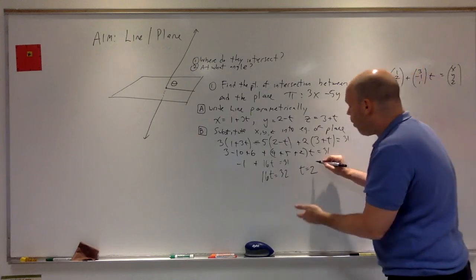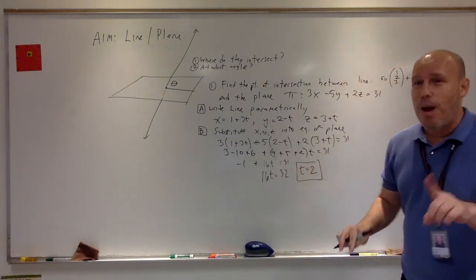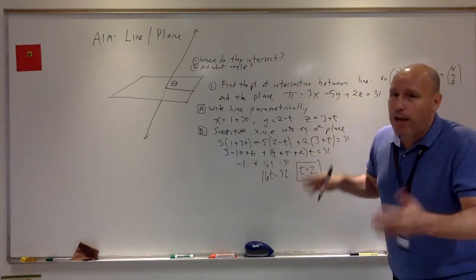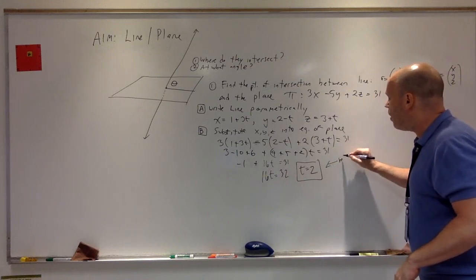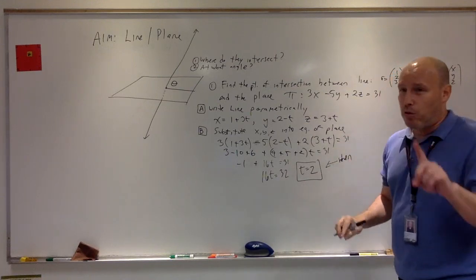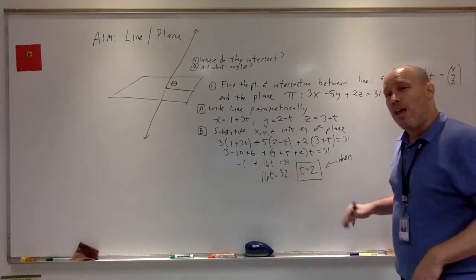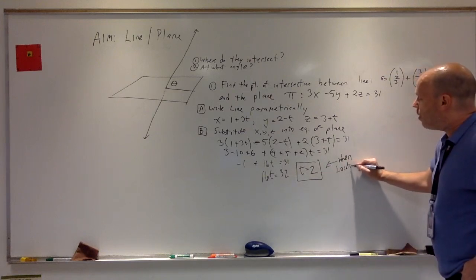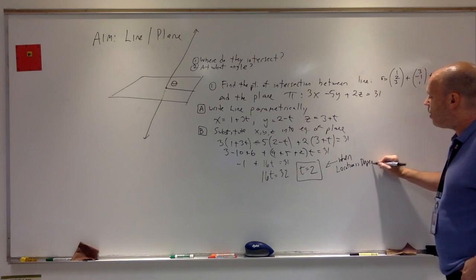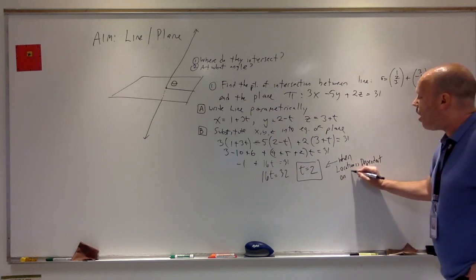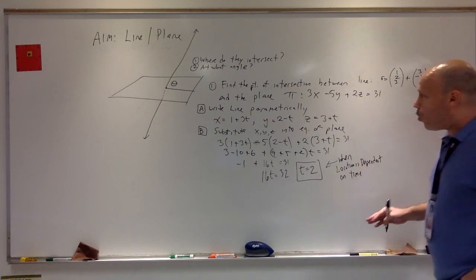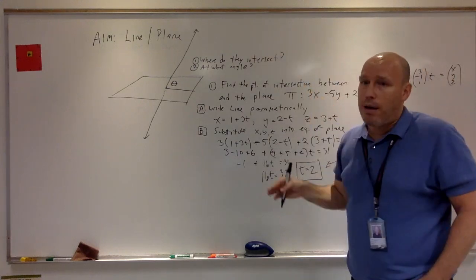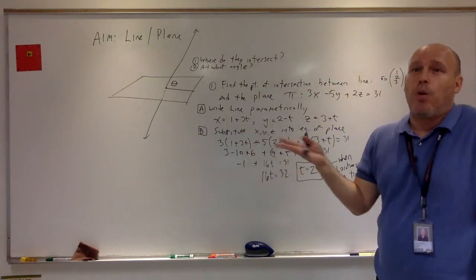Now, here's something really cool. We don't have our answer yet. But we know when the line intersects with the plane. This is the when. We still don't have the where, but we have the when. The location is dependent on time. So we know when it's going to meet. So this rocket takes off at 12 o'clock. It reaches the ground at 2 o'clock, or 2 hours later.